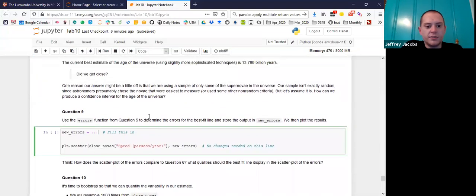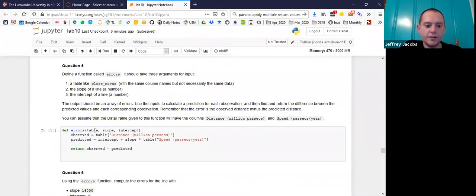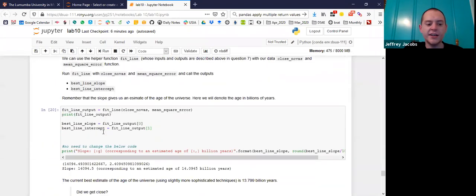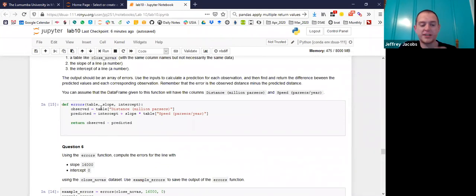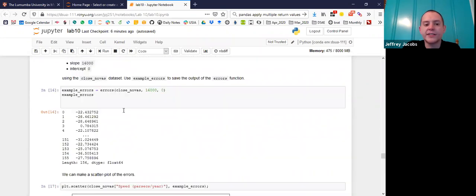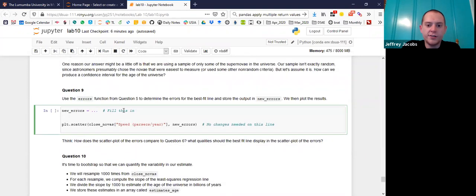So now we're going to use our errors function that we wrote way up here, that given a table and a line, where a line is defined by two quantities, a slope and an intercept, computes how badly that line does at predicting the distance values in the table from the speed values.